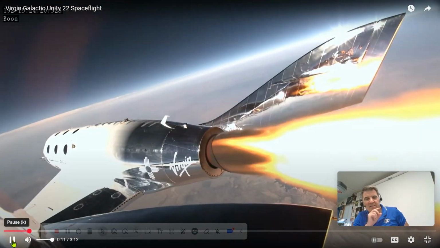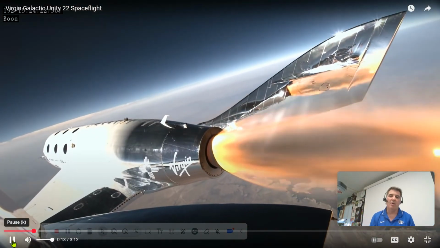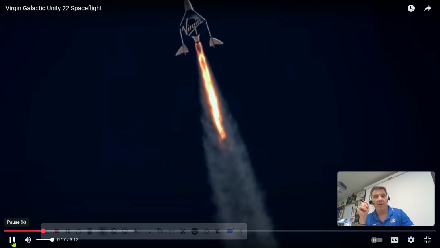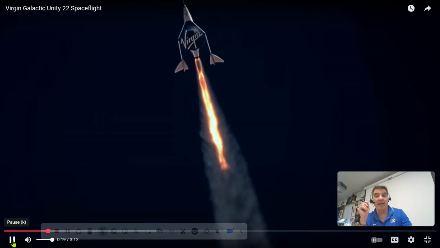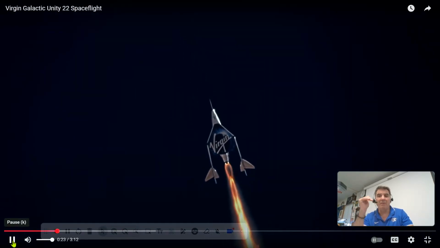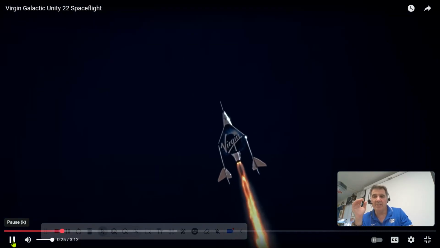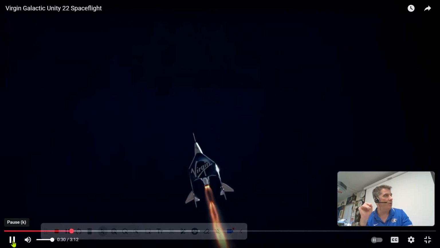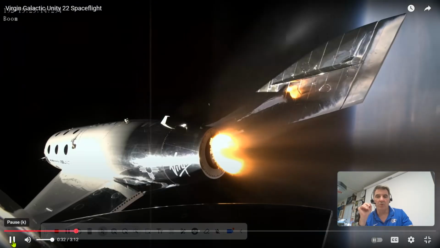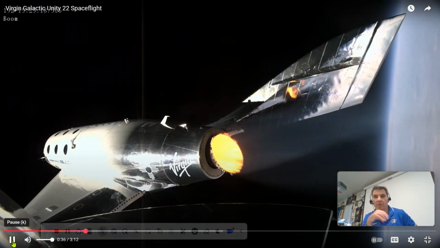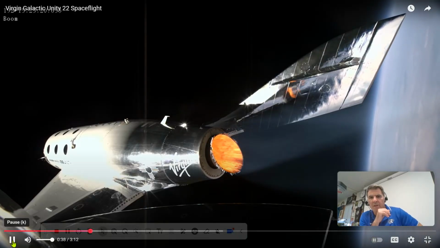This is Branson, a very rich guy, and he's taking some people out into near Earth orbit, just barely on the edge, and he's going to give them the opportunity to experience weightlessness for just a small amount of time. So this rocket is going to be sitting there, kind of coming up to the upper reaches of the atmosphere.